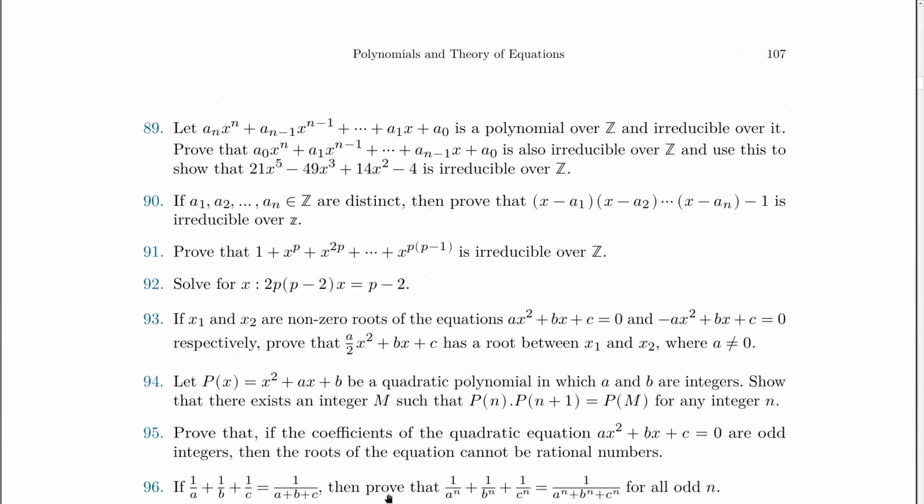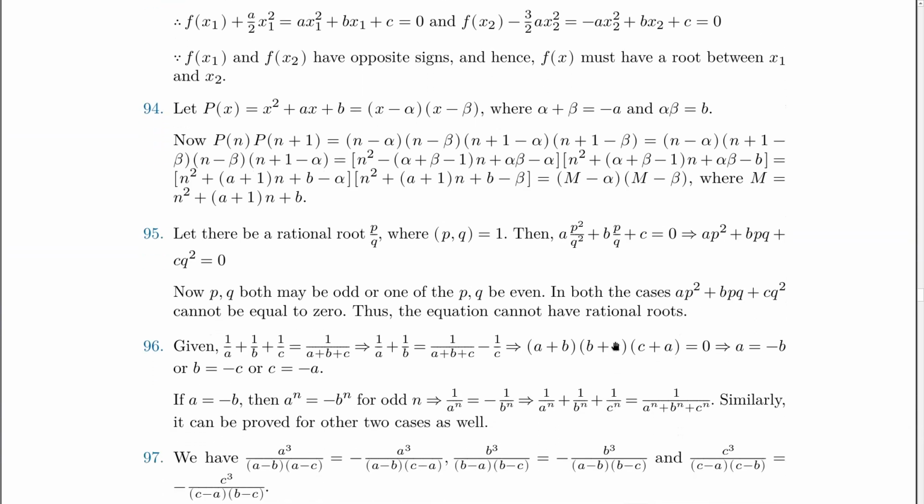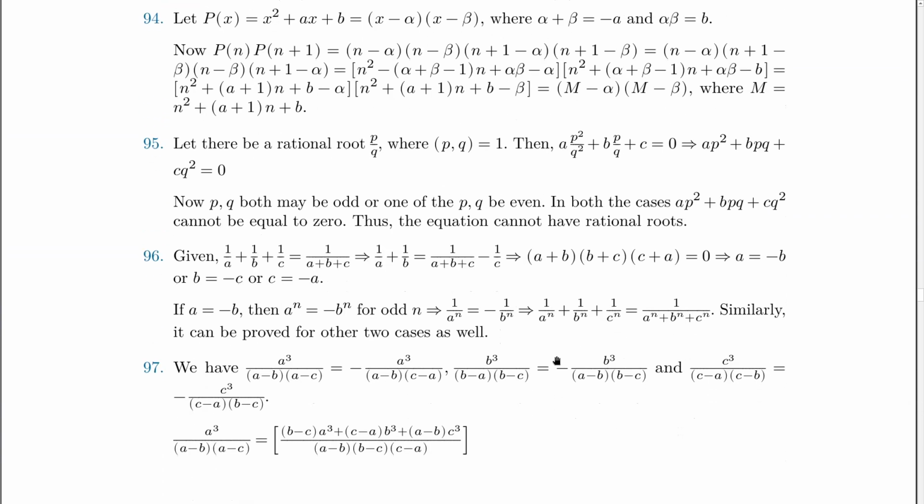Now we move on to problem 97. It says, show that a^3/((a-b)(a-c)) + b^3/((b-a)(b-c)) + c^3/((c-a)(c-b)) = a + b + c. So let me bring the full solution.